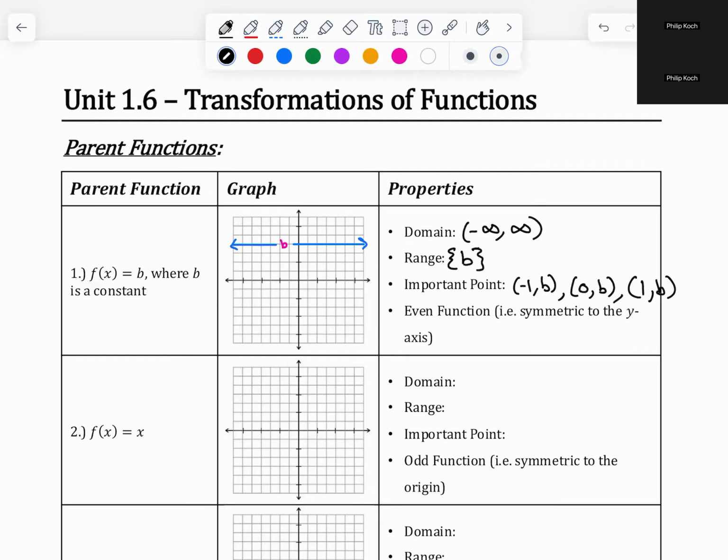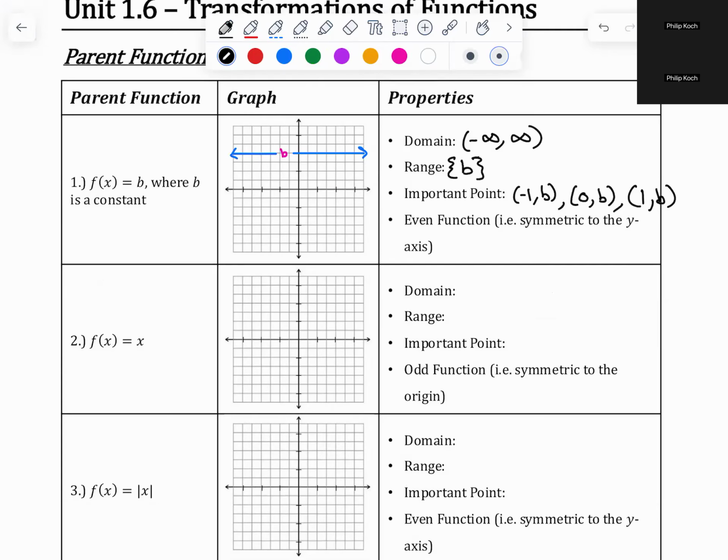Then you have the identity function, the most important, like the original function in all its glory, f of x equals x. And that is a line with slope 1. So it just goes from the bottom to the middle like that. And that is y equals x. Its domain is all real numbers, so negative infinity to positive infinity. And its range is all real numbers.